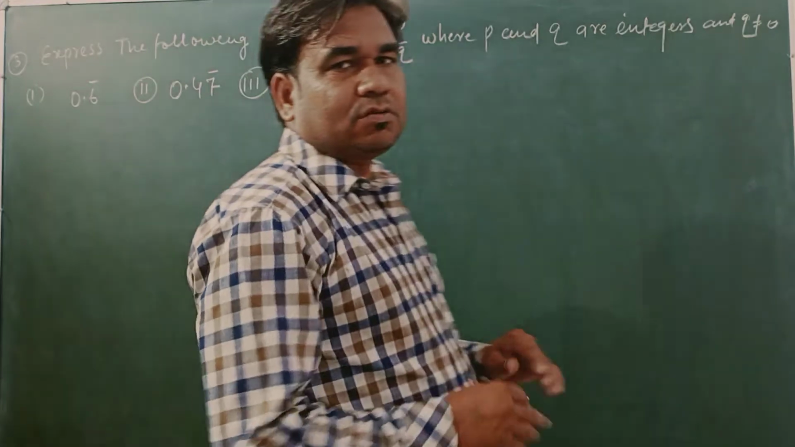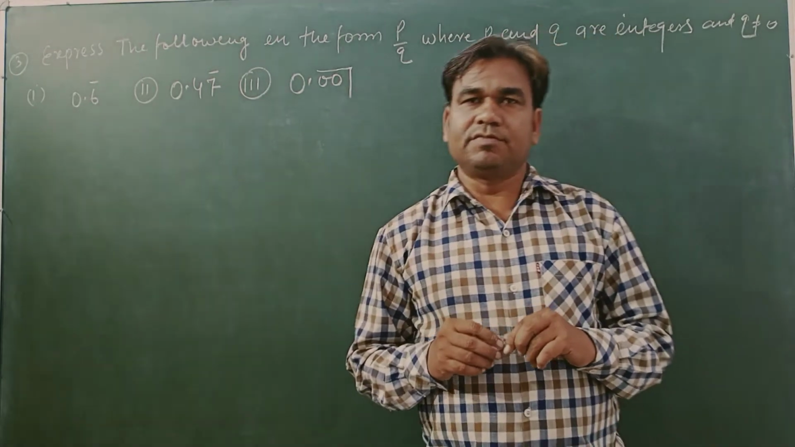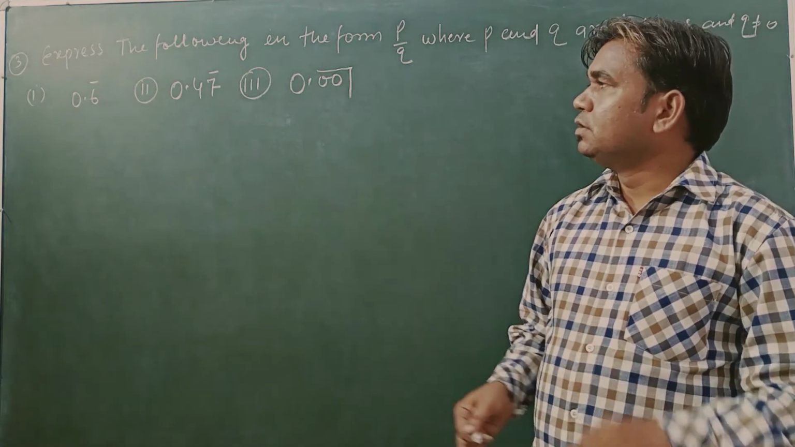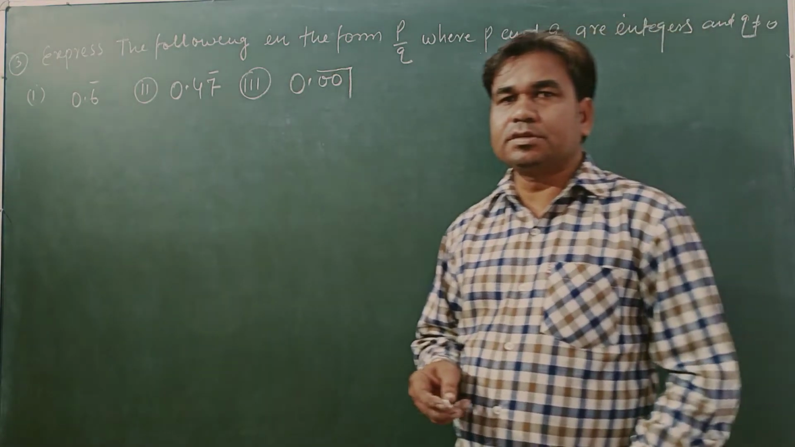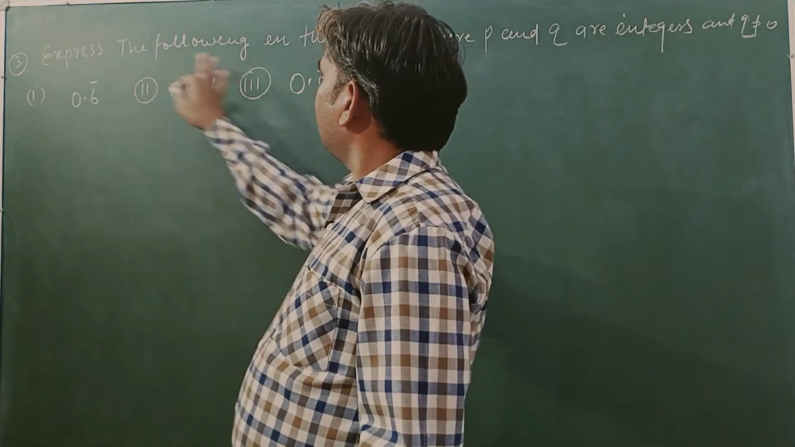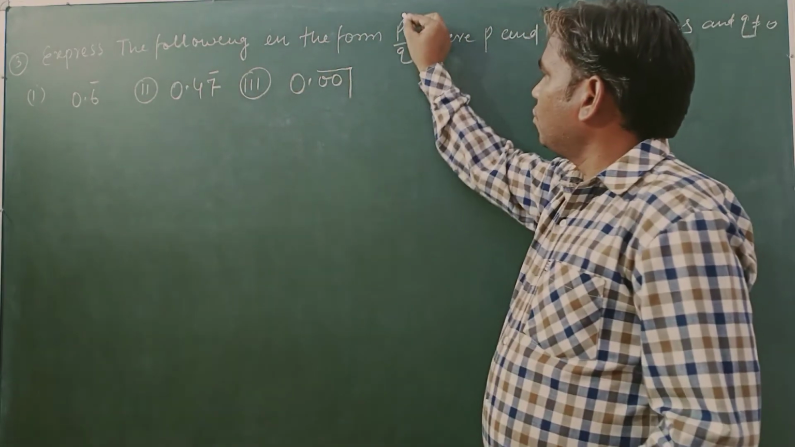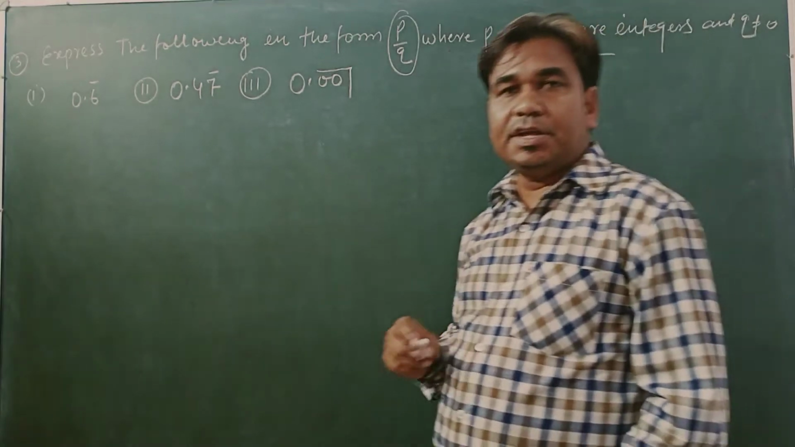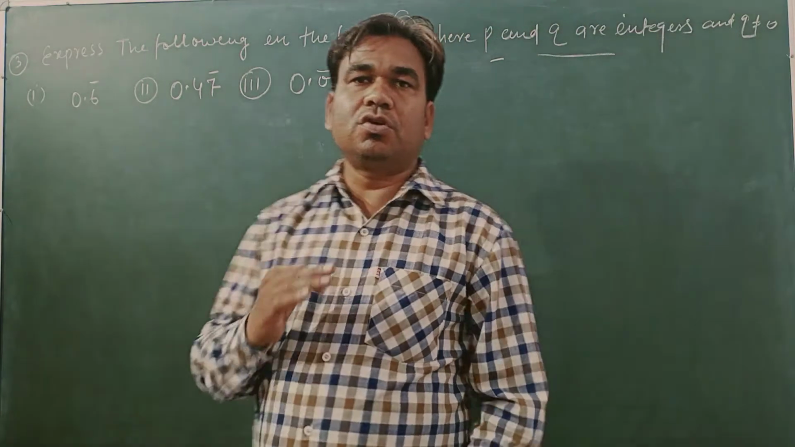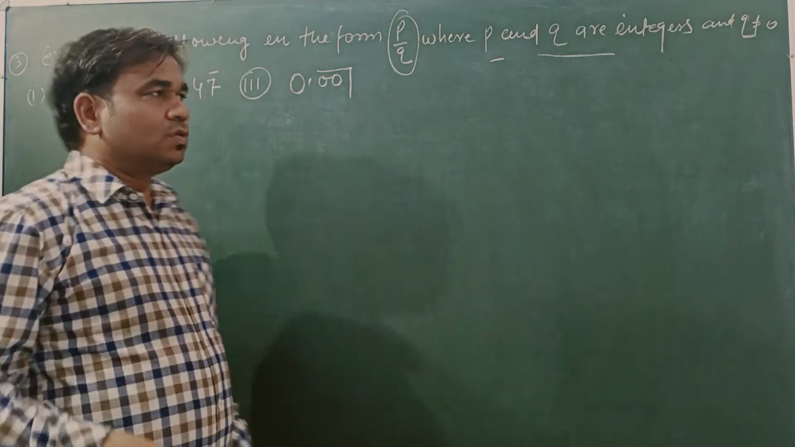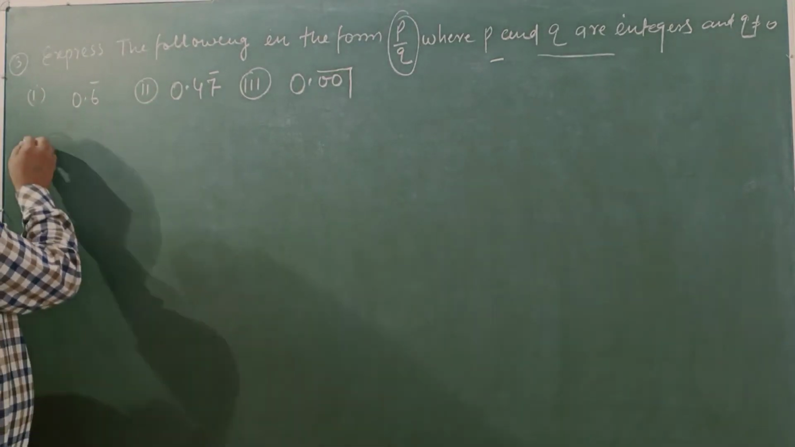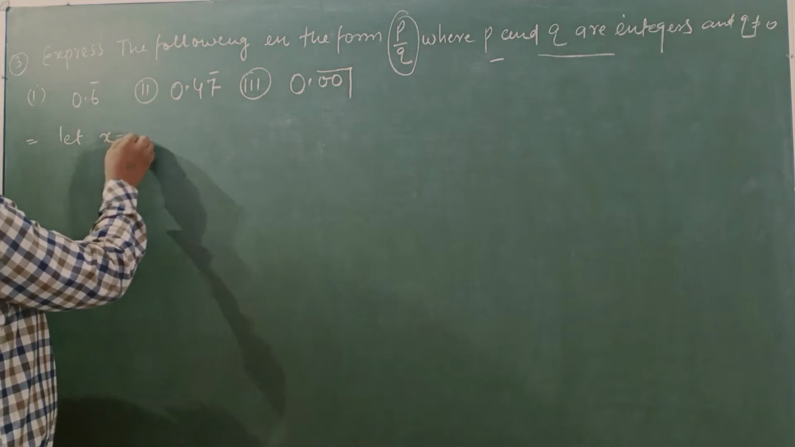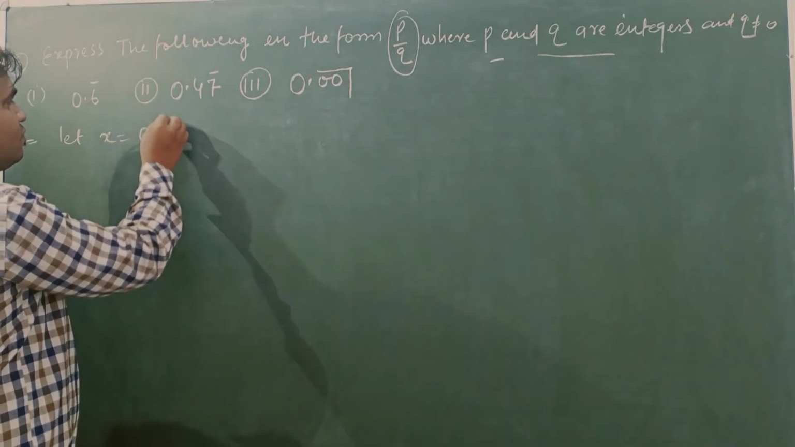So students, this is question number 3 of exercise 1.3, class 9th, number system. Express the following in the form of p over q, where p and q are integers, and q should not be equal to 0. Let me see part first. Let x equal to 0.6 bar.